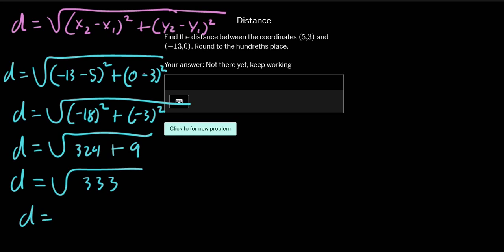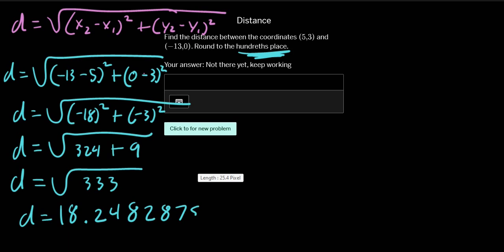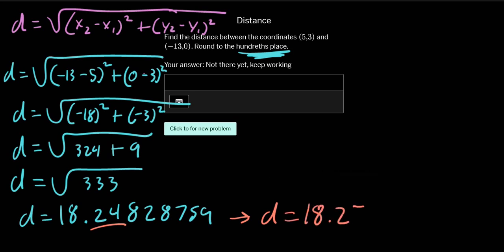So then my distance, and it says rounded to the hundredths place, my distance is 18 point, and I'm going to write out the whole decimal, 18.248288759. Well, what is that to the hundredths place? Think about how many zeros are in 100. There's 2 of them. So the hundredths place is the second decimal place. So right here, that's where you want to stop. Well, what follows after it? It's an 8. Is it 5 or higher? Yes, it is. That means we're going to round up that 4. So my actual answer is that my distance is 18.25. That's the answer I'm looking for.